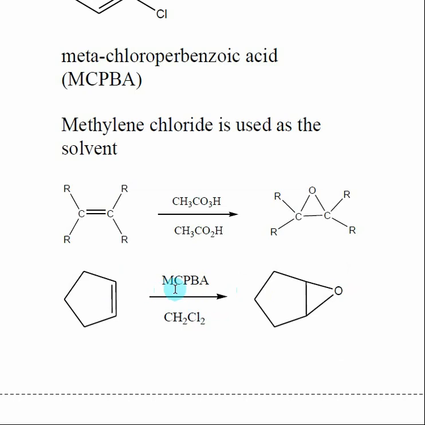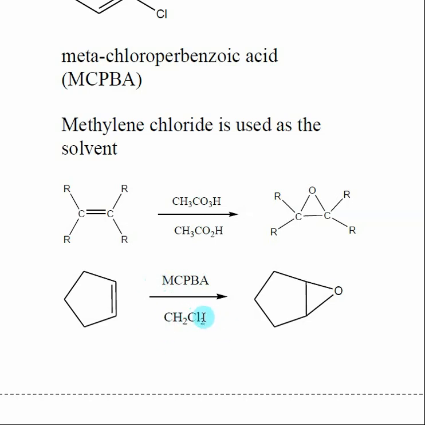The other one was MCPBA. So this is our metachloroperbenzoic acid. So it's just an abbreviation so we understand what reagent we're using. So when I see this, I know I'm using a percarboxylic acid. It means I'm forming an epoxide. And then this is methylene chloride down here, CH2Cl2.